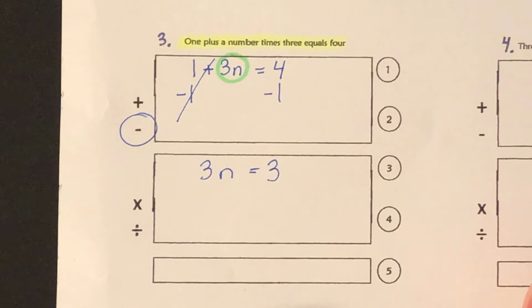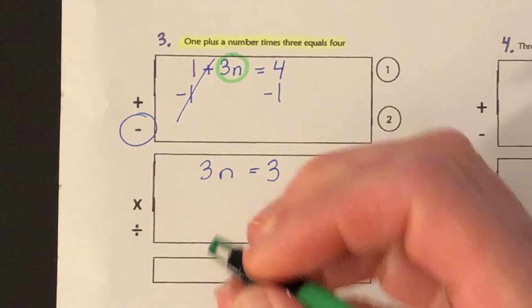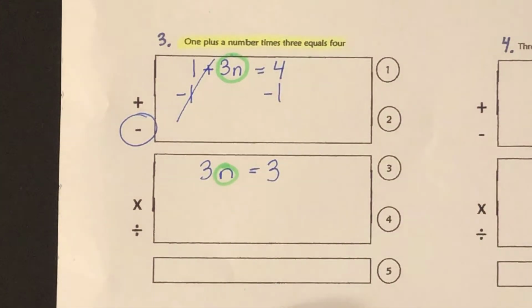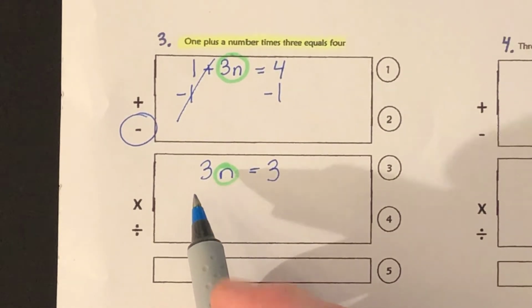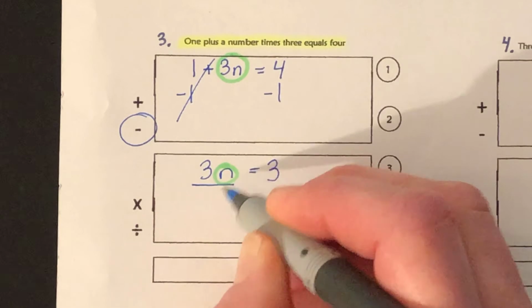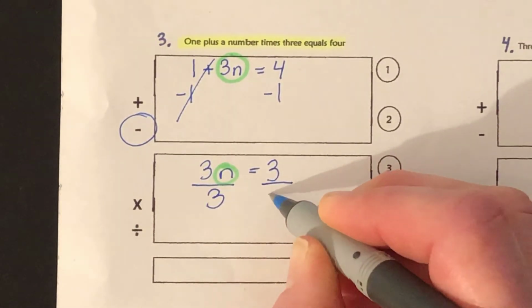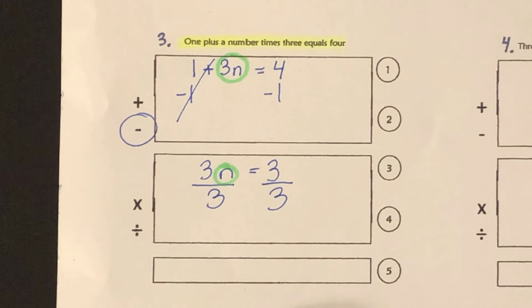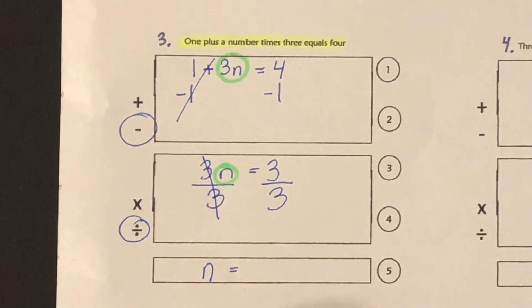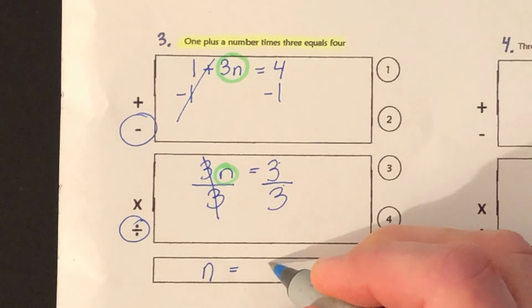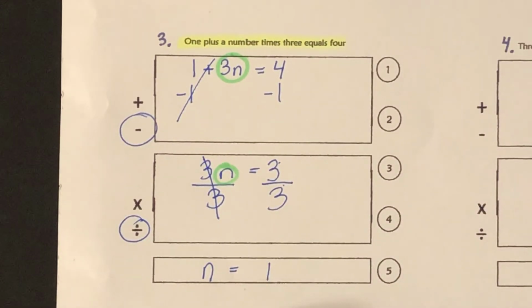Now, decide if I need to multiply or divide. In order to get my variable all by itself, I need to get rid of the times 3. The opposite of times 3 is divide by 3. So I will divide both sides by 3. That cancels out. I'm left with n equals, oh, I forgot to circle that. 3 divided by 3 is 1. Okay.